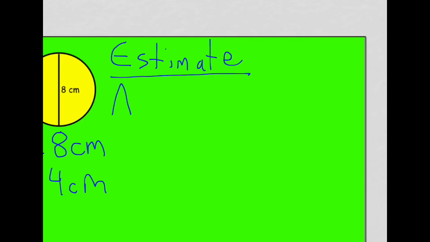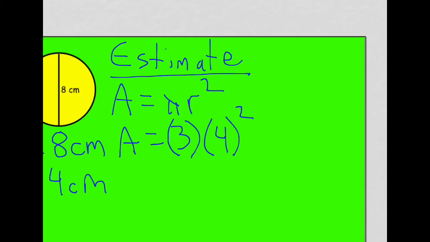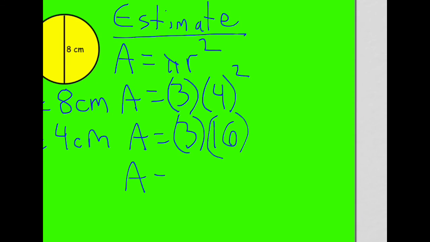So math equation, area equals pi times the radius squared, but since we're estimating, we're going to round 3.14 to 3 times the radius, which is 4 squared. Area equals 3 times 4 squared means 4 times 4, which is 16. And area equals 48 centimeters squared, approximately, because it was an estimate.